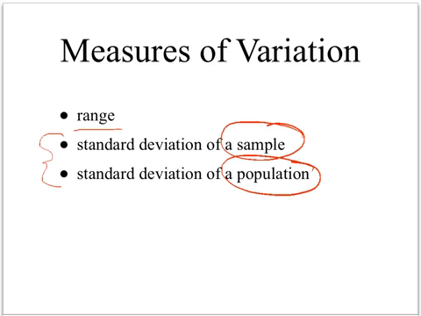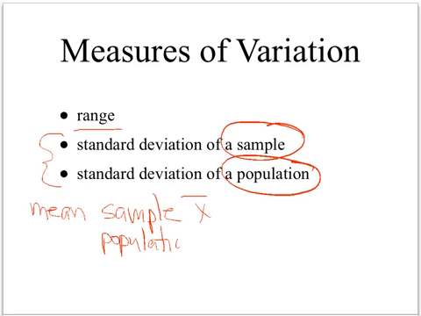the mean for a sample is indicated by the notation x bar, and the mean for a population is denoted by the Greek letter mu. Well, similarly, we have different notations for standard deviation of a sample and a population. The standard deviation of a sample is denoted by the small letter s, and the standard deviation for a population by the lowercase Greek letter sigma.